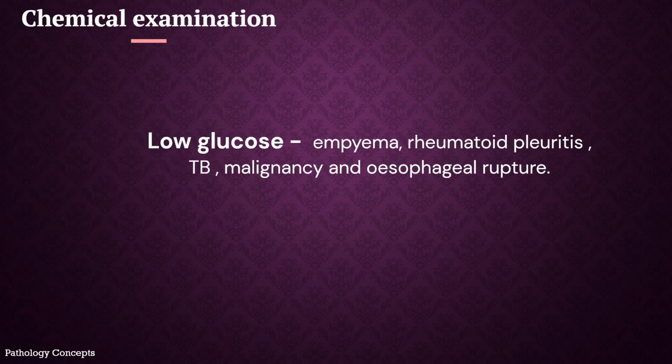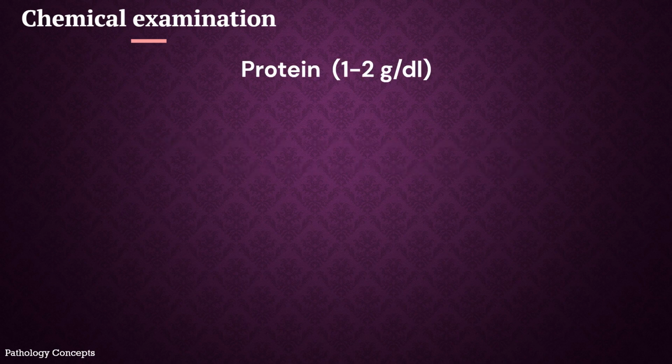The low level of glucose is seen in empyema, rheumatoid pleuritis, pleural effusion associated with TB, malignancy and esophageal rupture. Protein. Normally it is 1 to 2 gram per dl. Here come the terms transudate and exudate. Differentiating between transudative and exudative effusion is pivotal in identifying the underlying process.